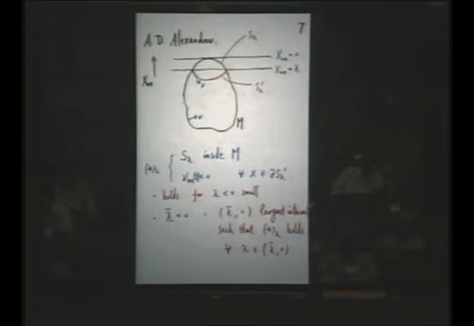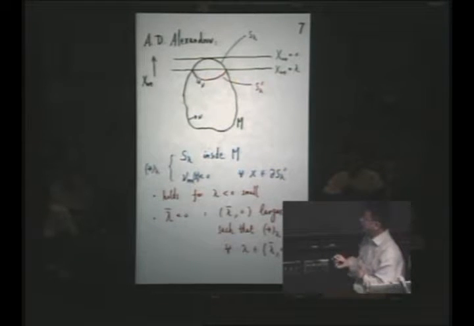So this is the symmetry proof of Alexandrov. For lambda small, we are going to take planes x_{n+1} equal to lambda. We are going to move this plane down, like a moving plane. I only draw a line, but it's supposed to be a hyperplane. You move this plane down, and you reflect the top piece, the part above this plane. I call it S lambda. The part below this plane, I call it S lambda prime.